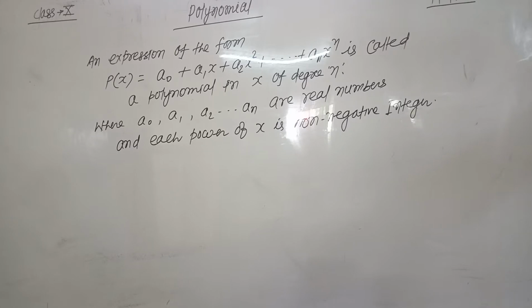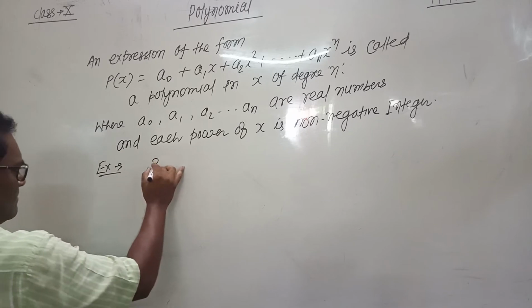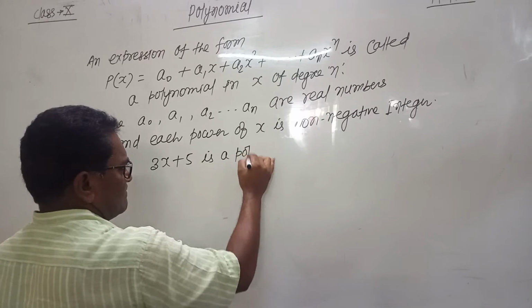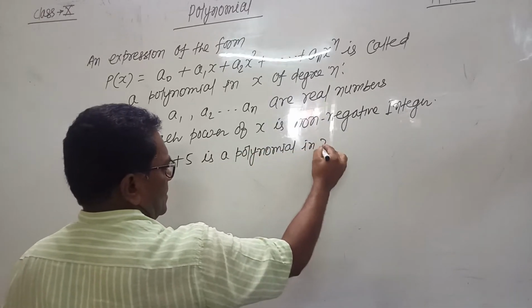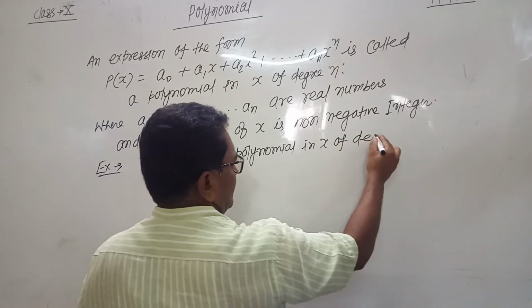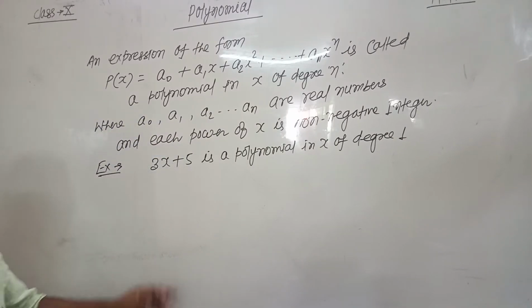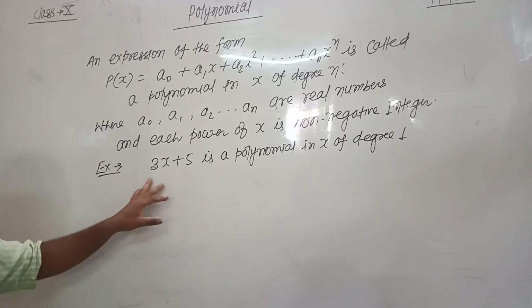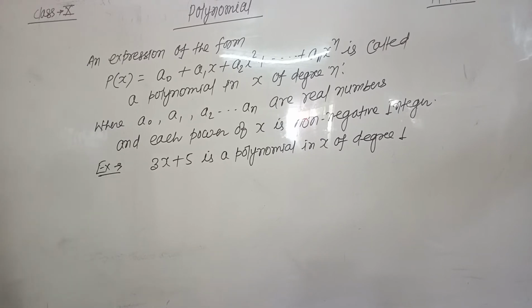As for example, 3x plus 5 is a polynomial in x of degree 1. How to determine the degree of the polynomial? We see the highest power of x in the expression. So in this expression, the highest power of x is 1. Therefore, the degree of the polynomial is 1.